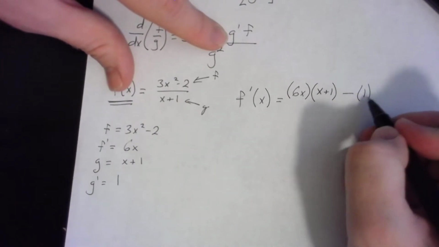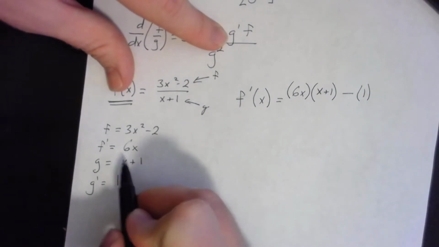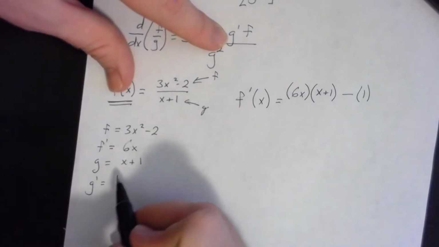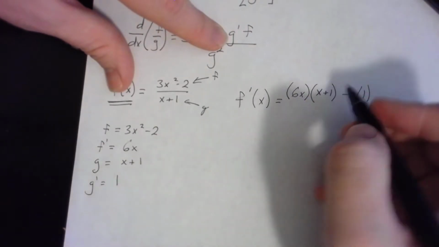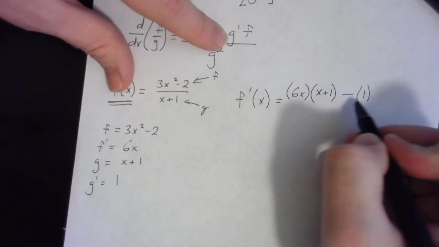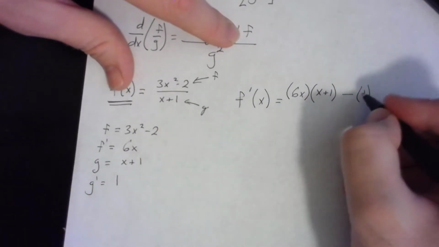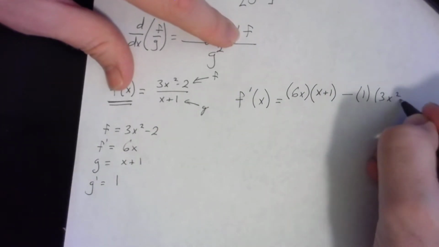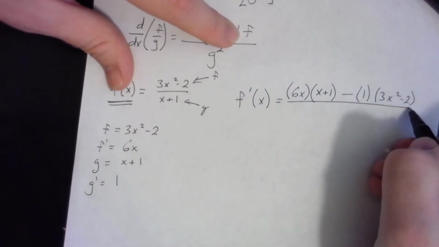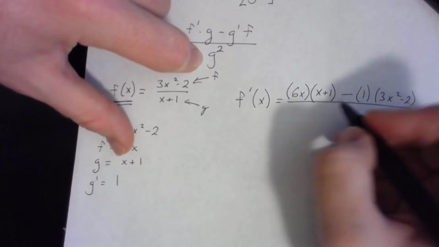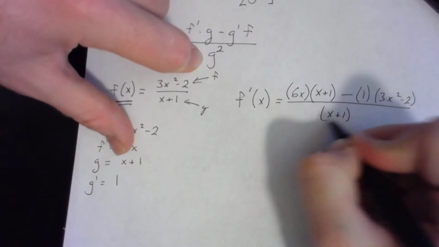I know that this one is extra, but what if this wasn't just an x? What if this was, say, 7x? Then this would be a 7 and I would need the 7 here. Or what if this example was more complicated entirely? Get yourself into the habit of putting every single one of these things in parentheses. So my next thing here is f, and f is 3x squared minus 2, so I'm going to put that in parentheses as well. This is all divided by the function g squared. So g is x plus 1 down here, x plus 1 quantity squared.